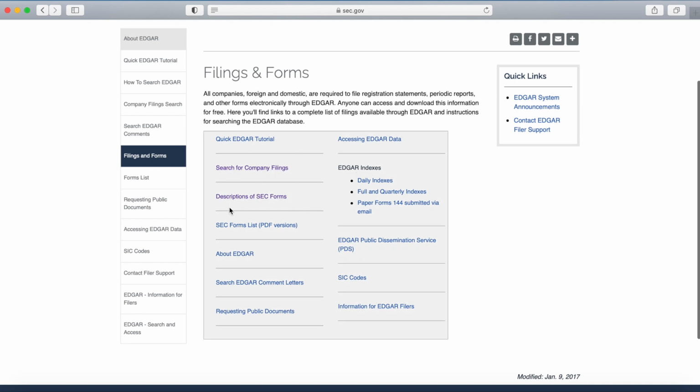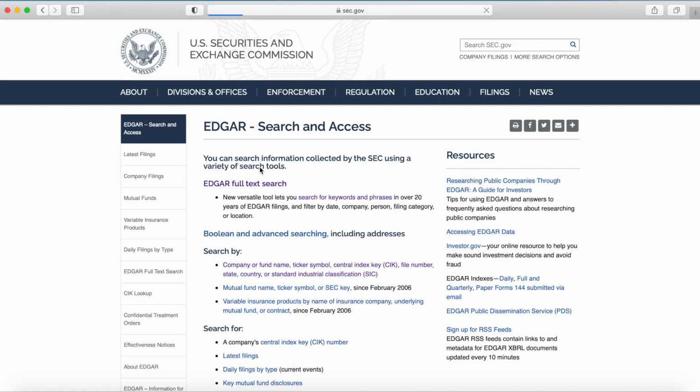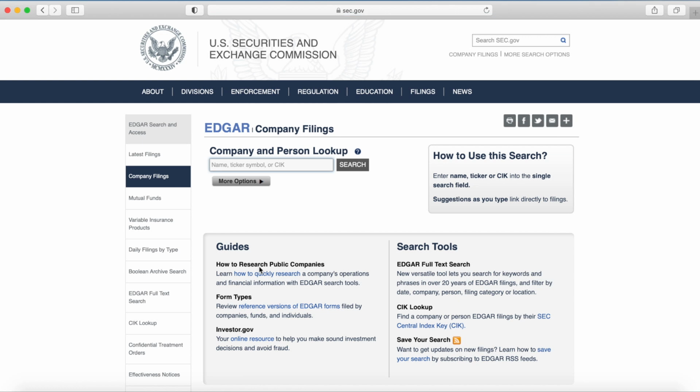But if you see a bunch of forms listed there and you're not sure what they are, there's some information here as well that you can look at. So we're going to go into search for company filings. And then you can search by different things. I always search by the company name or their ticker symbol. So the ticker is what they are listed as on the New York Stock Exchange. Like for example, Apple is AAPL.